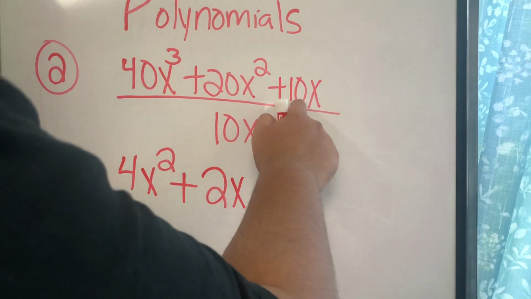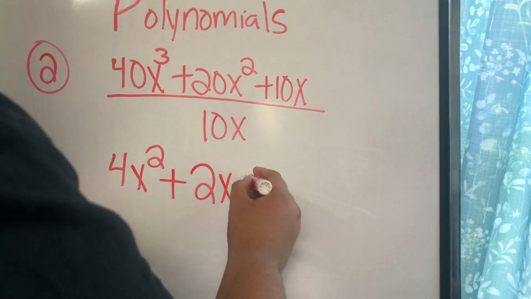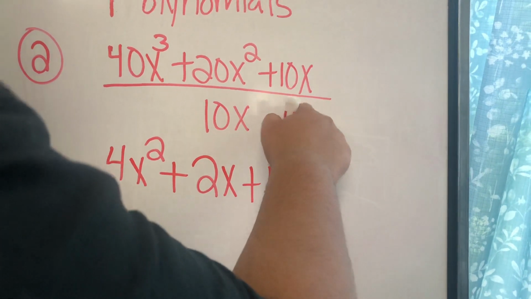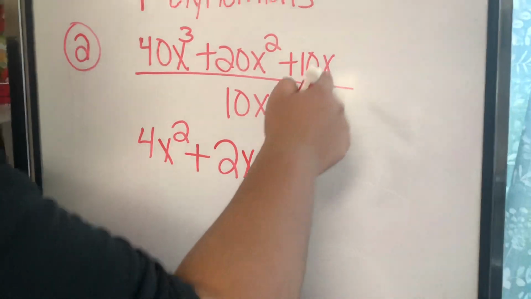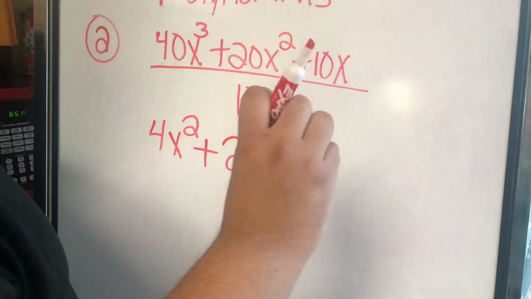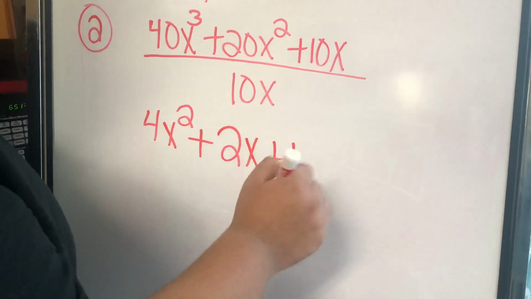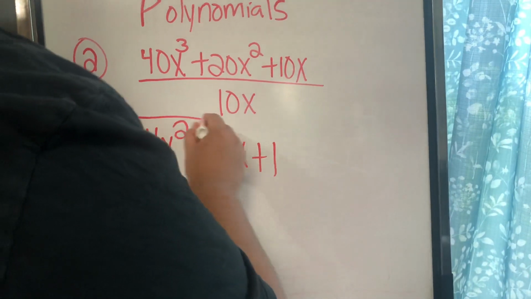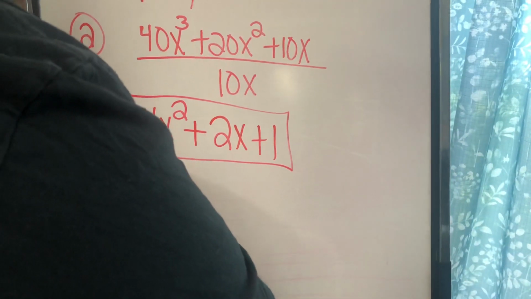And last one, 10 divided by 10, once again positive because it's positive, gives us 1. x divided by x is the same thing as saying 1 minus 1, which is 0. No, you do not write a 0. Whenever they cancel each other out, they just cancel. And this is my answer.